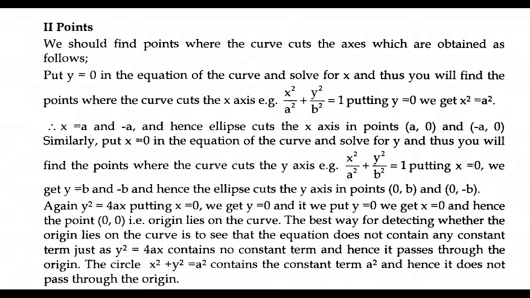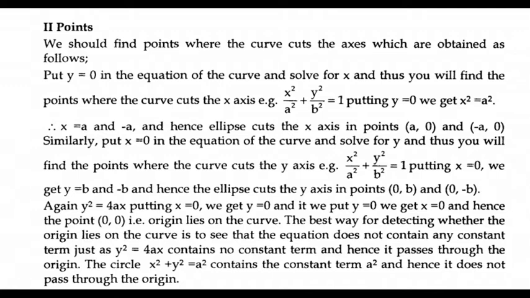So see this example, x square by a square plus y square by b square is equal to 1, which is the equation of the ellipse. Put y is equal to 0. What happens if you put y is equal to 0? x square by a square is equal to 1, which implies x square is equal to a square, so x is equal to a or x is equal to minus a. Hence, the ellipse cuts the x-axis at x is equal to a and x is equal to minus a. That means the coordinates on the x-axis are (a, 0) and (minus a, 0).